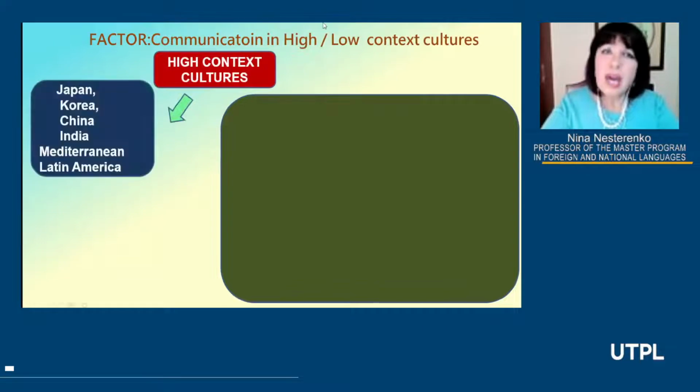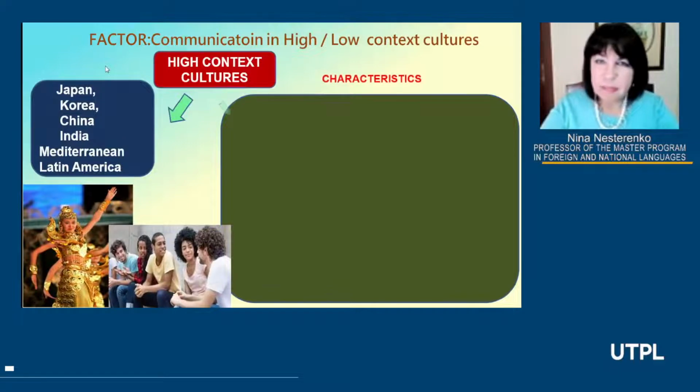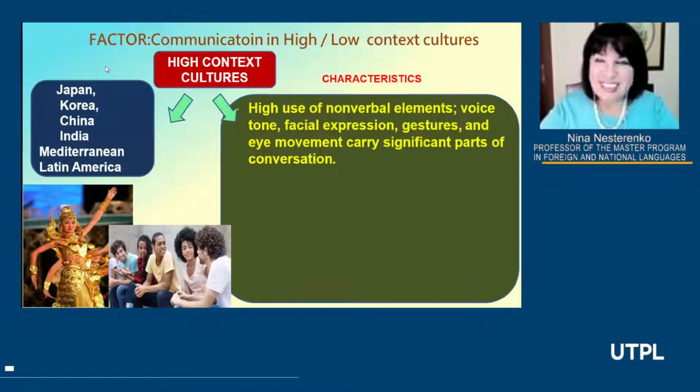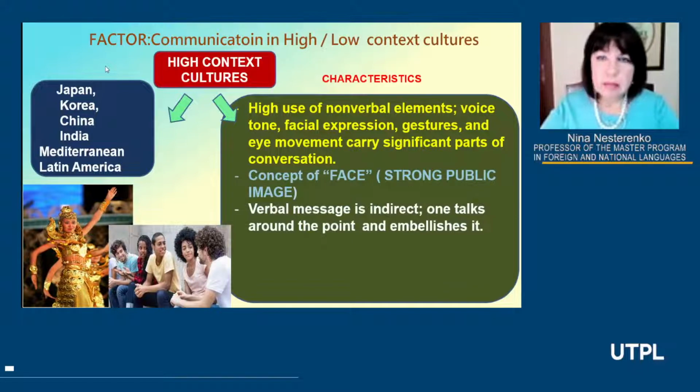And then we have high context culture, and here the highest is Japan, and then, my dear, Latin American countries, right? Latin American countries, and you may find characteristics that are familiar to you. High use of nonverbal elements, body language is important, even voice tone is important, facial expressions, gestures, and eye movement carry significant parts of conversation. And the concept of face or strong public image is very important. Yeah, so it's very important. And the verbal message is indirect.